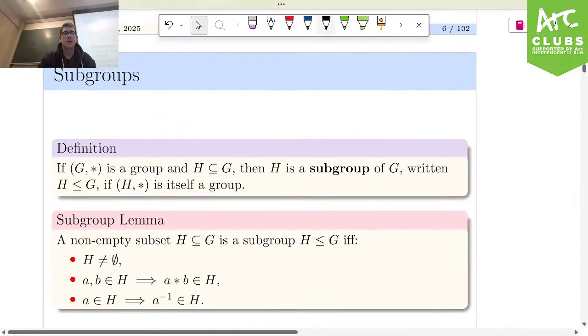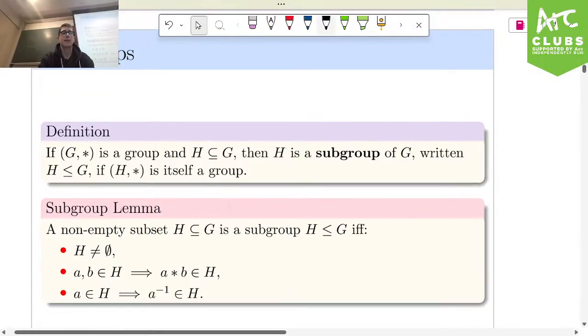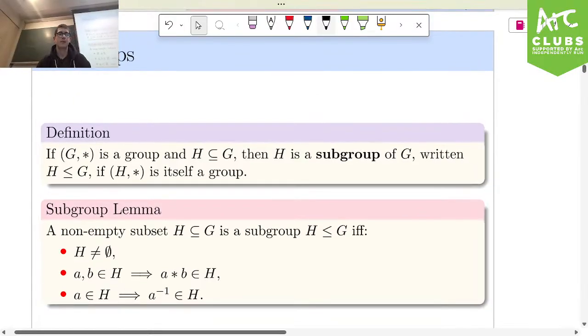All right, so now we want to look at the idea of a subgroup. So we'll see this idea of a sub-something many times in this course. So we'll see the idea of a subfield and then a subspace of a vector space.